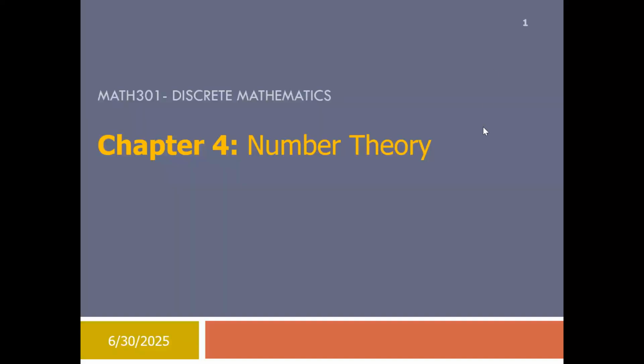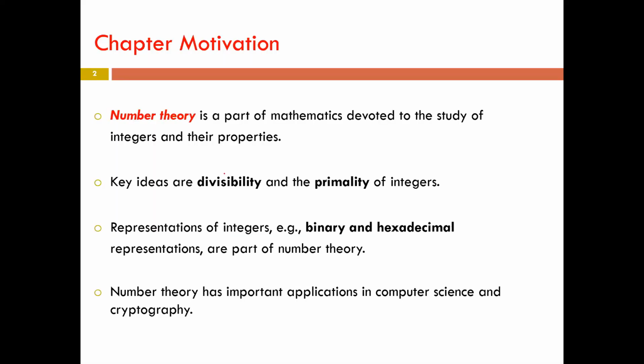So in chapter 4, we'll study number theory. This is a key point for the computer science field. The key ideas of number theory are divisibility and primality.